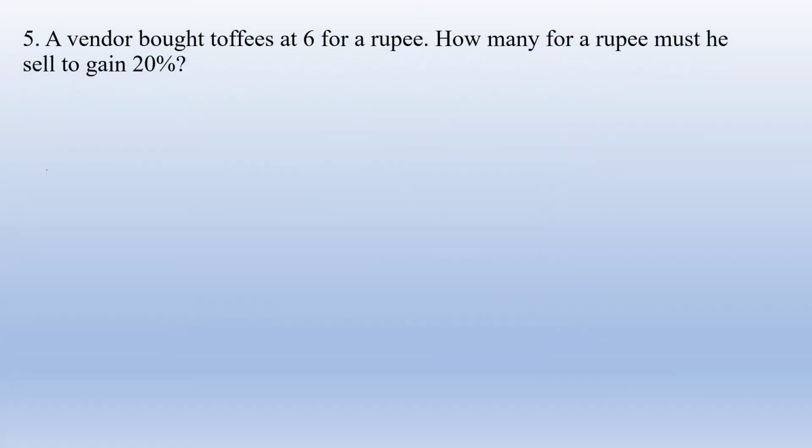Question number 5. A vendor bought toffees at 6 for a rupee. How many for a rupee must he sell to gain 20%? Option A 3, option B 4, option C 5, option D 6. Here the question says the vendor bought 6 toffees for 1 rupee. So the cost price is 1 rupee, for which he bought 6 toffees.